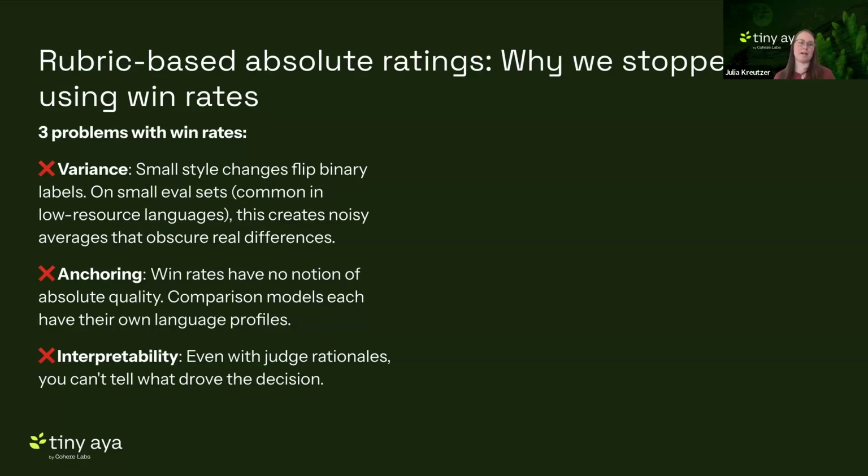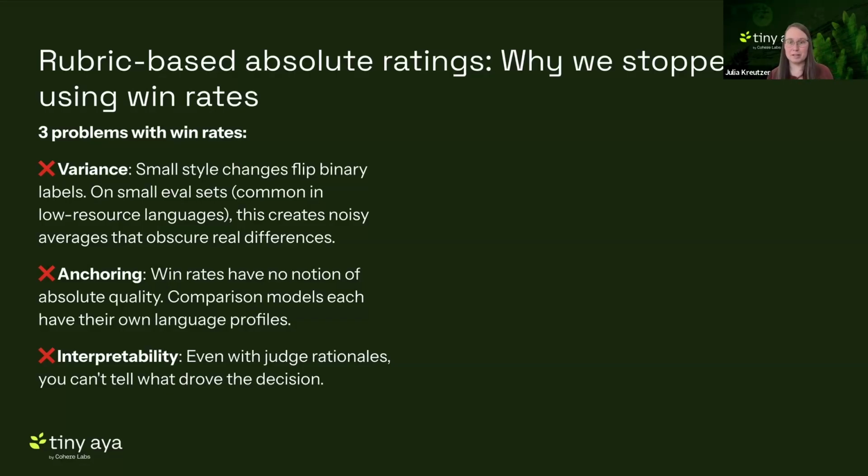The problem is that we have high variance as a metric. If you change a word, it changes the preference of the judge, and it flips the label, and then on average that kind of explodes. And this is usually done on very small eval sets, so these averages get really noisy, and you don't really measure the real differences that matter. The problem is also that for development, you want some kind of anchor in how good the overall quality of your model is, not only how good it is in comparison to the competition, because that's not necessarily your metric for success.